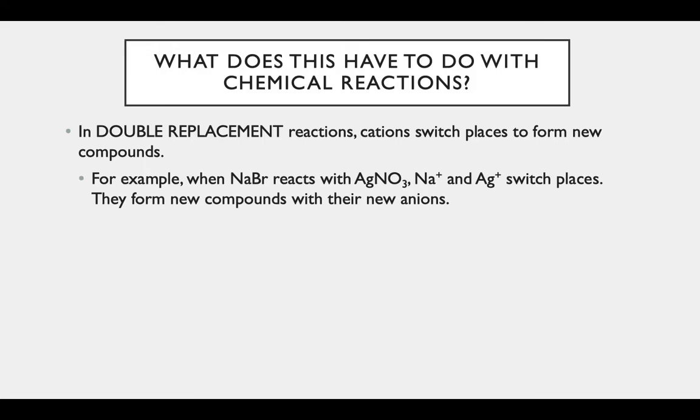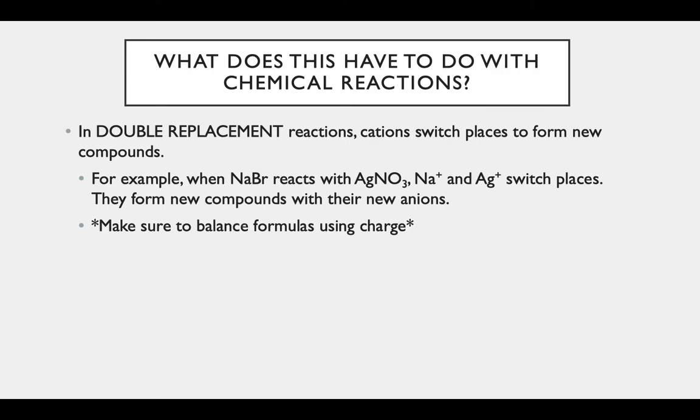Well, a lot of ionic compounds form during double replacement reactions. In a double replacement reaction, you start off with two ionic compounds, and the cations switch places to form new compounds. So here's our example. If I put together sodium bromide and silver nitrate as my reactants, the sodium and the silver are going to switch places, and that's going to create new compounds that are my products.